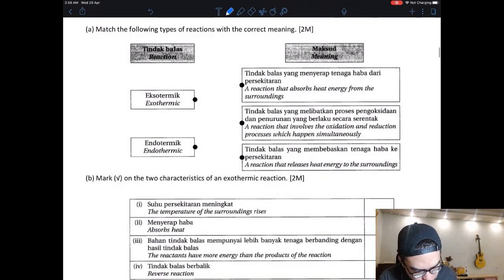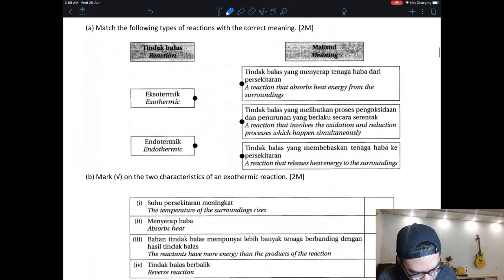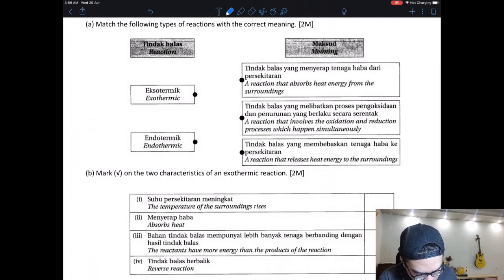Okay, so what is exo? Exo is release heat. Okay, endo is absorb heat. Oxidation and reduction happen simultaneously. Oh, so this is nothing.